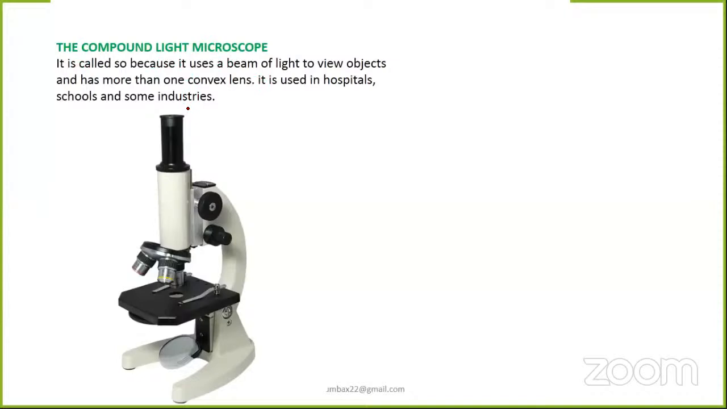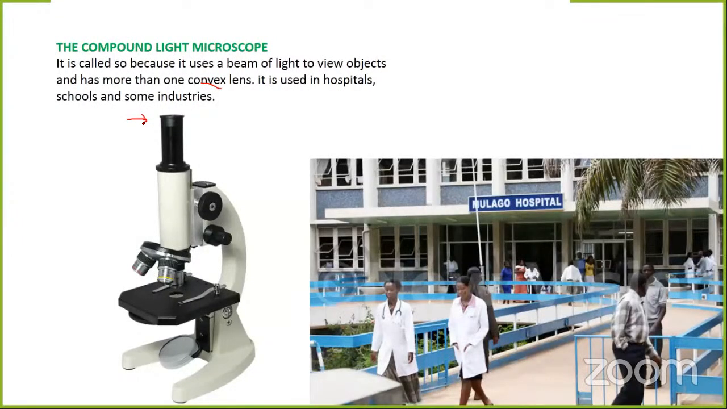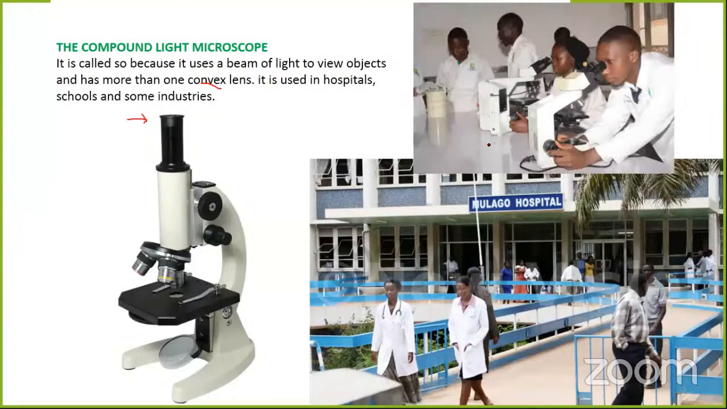So we can look at the compound light microscope. It is called so because it uses a beam of light to view objects and has more than one convex lens. So normally you'll have a lens here on top, okay? And they are normally used in hospitals and also in schools, okay? You can see, I got this picture of Mulago Hospital. For some of you who have not been there, this is how Mulago Hospital looks like. And you can see some doctors here were coming from the hospital. So they use some of these microscopes. Also in schools, I think you have seen some of these in your schools.